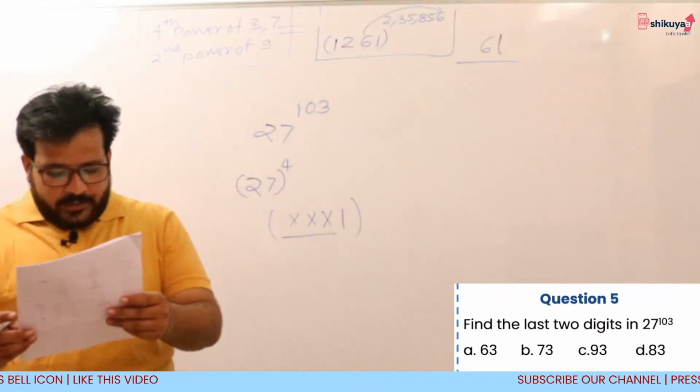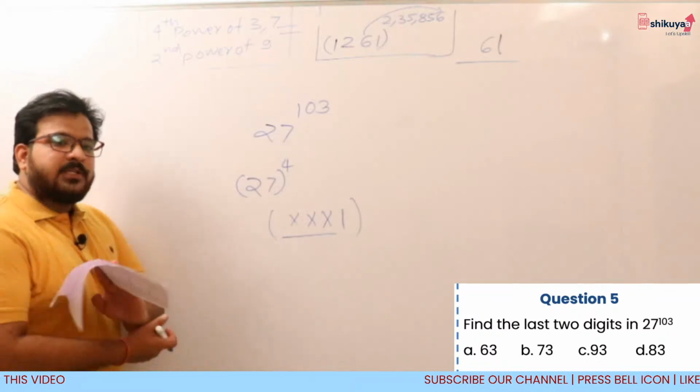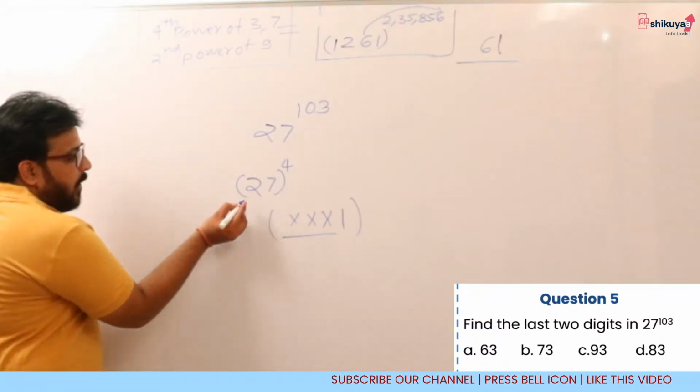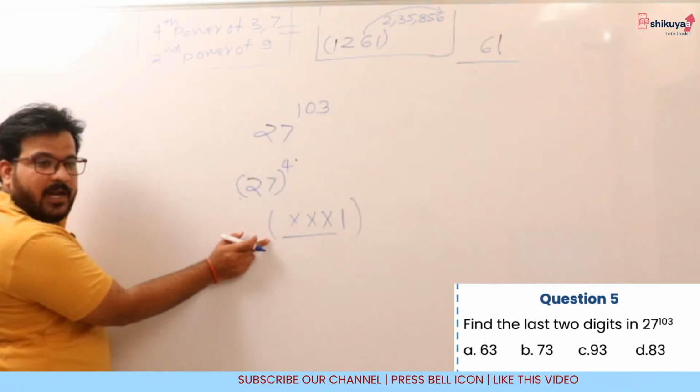Vishal is quick. Vishal says the answer is 63. No, Vishal, do it once again. Your answer is wrong. Look at this. 27 raised to 4 is always going to end in 1.